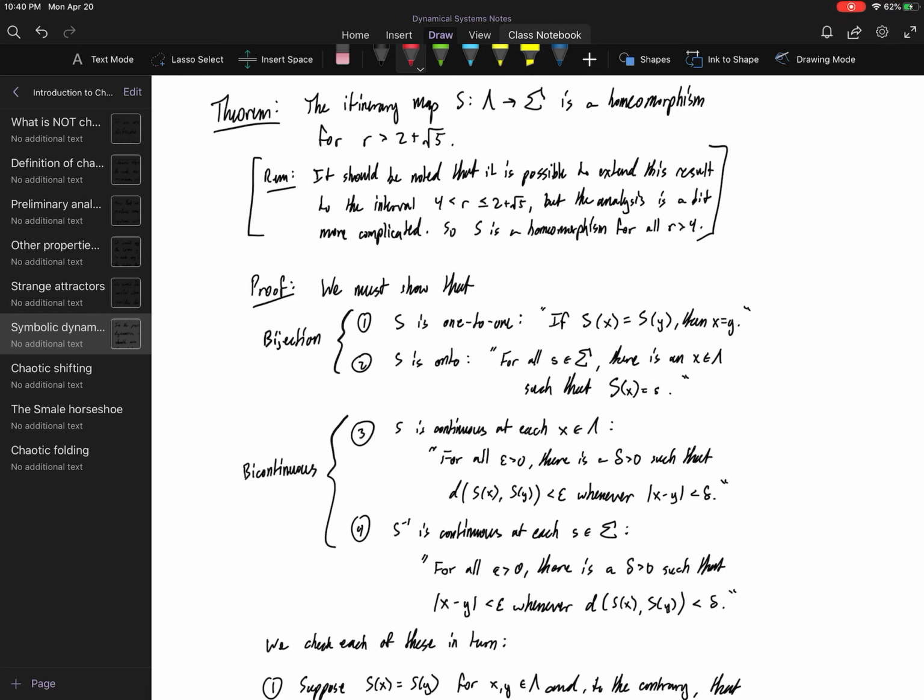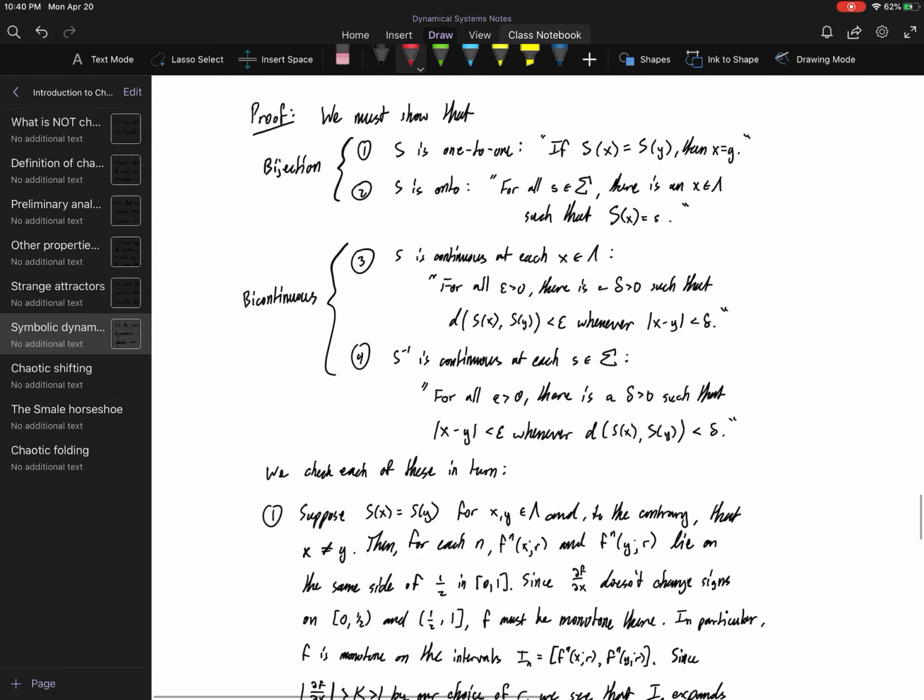So it should be noted here that we can actually show that this itinerary map is a homeomorphism for any r greater than 4, but the analysis does get a bit more complicated. So for right now, take it on faith that this itinerary map actually is a homeomorphism when r is greater than 4. But our analysis is going to be sufficient right now to show this when r is greater than 2 plus root 5.